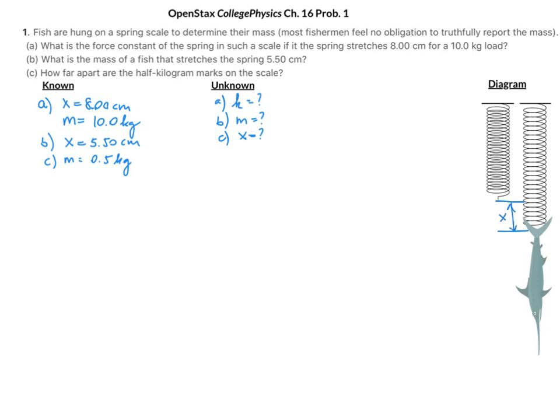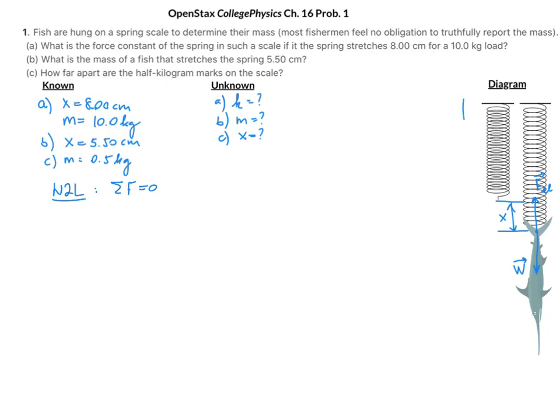Now the reason that the spring is stretched is because the weight of the fish pulls down on it. So here is the weight of the fish. And we know that the spring exerts a restoring force that goes in the opposite direction. So this would be the elastic force, or the spring force, that tries to restore the spring to the original unstretched position. And since the fish is in equilibrium as it hangs there, by Newton's second law, we can say that the sum of the forces is 0.